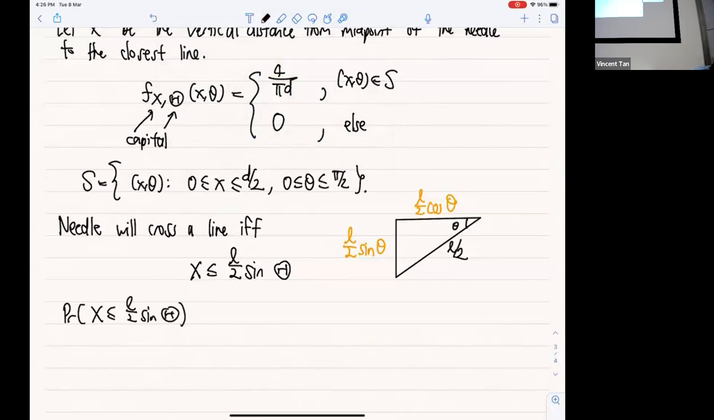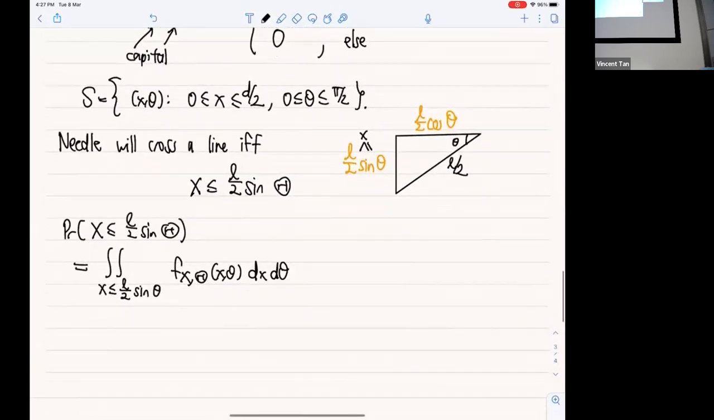Okay. Basically, we need x to be less than this value for us to cross the line. X must be small enough. So we can actually compute this in closed form. All right. So we are integrating over the region x less than or equal to L over 2 sine theta of the density f(x, theta) dx d theta.